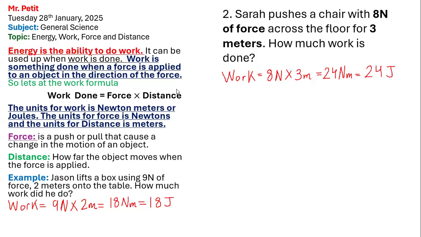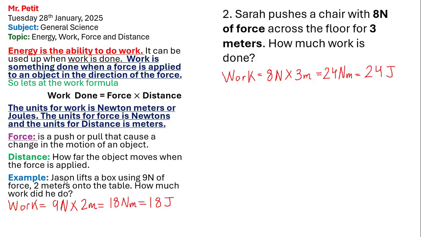And Rashid Wilson, how are we going to get the work done for this one? 8 times 3. 8 newtons times 3. And when we do 8 times 3, what do we get? 24. 24 what? Newton meters. And that's going to be equal to what? 24 joules. Rashid, what is the formula for work done? Force times distance. Very good.